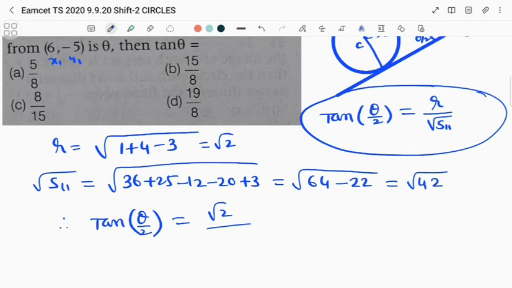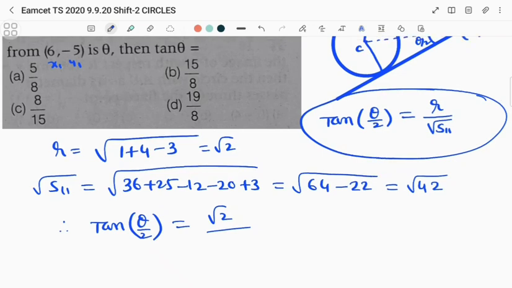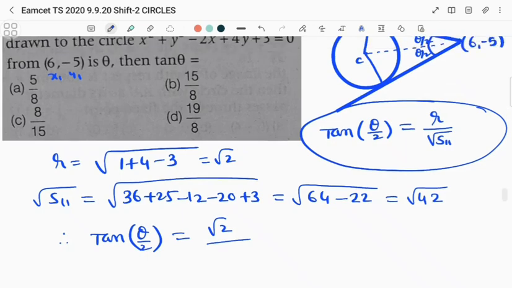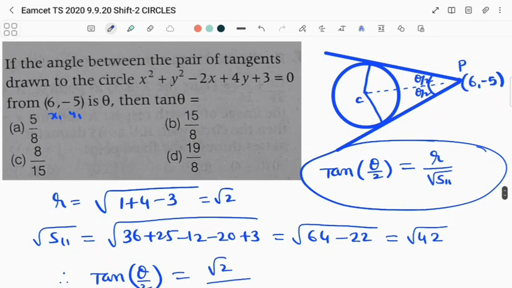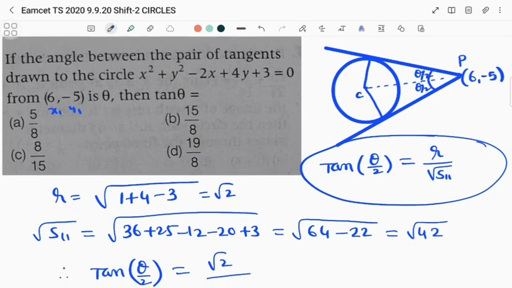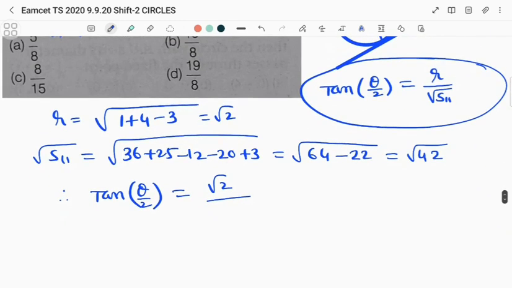Six plus five. Once you check that, yes, it is minus 3x means minus 12, okay. Minus 20 plus 3, 36 plus 25 is 61. Yes, 64 minus 32, so 32 will come. I'm very sorry. 16 twos, so 4 root 2 it will be. So 4 root 2, root 2 root 2 get cancelled, 1 by 4.